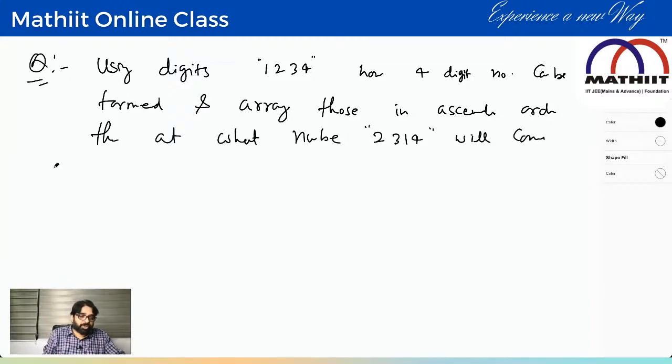Do you understand the meaning of the question? If I form these numbers, how many numbers can be formed? 4-digit numbers, repetition not allowed. How many 4-digit numbers? Very simple, 4 factorial. 24 numbers are there. So if I arrange those 24 numbers in sequence, at which position will this come? Do you understand the meaning of the question? At which position will 2314 come?